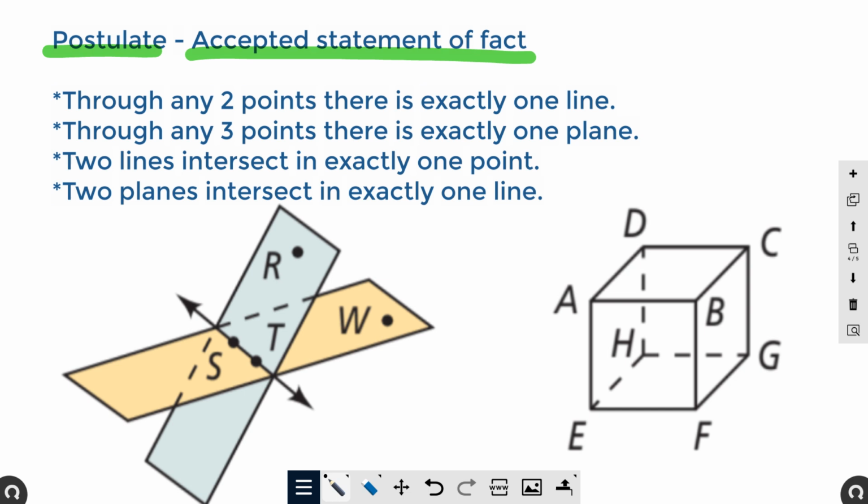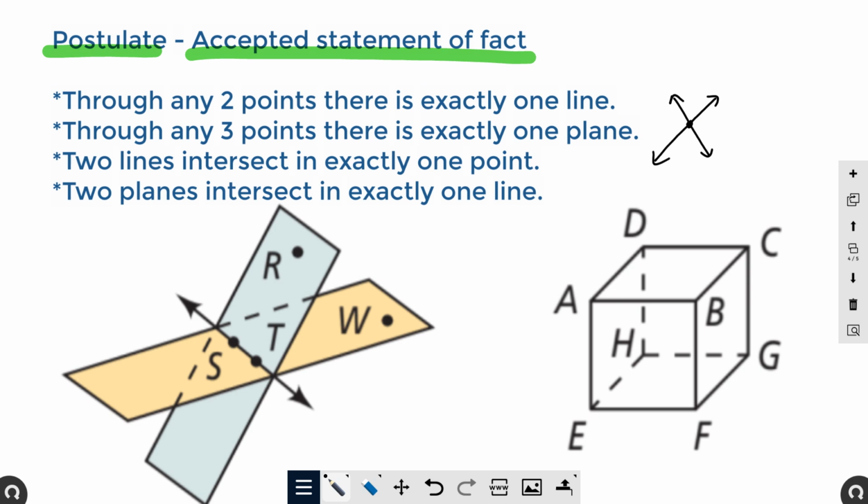Now, when 2 lines intersect, where do they intersect at? Like this, at 1 point, right? It's where they kind of go together. So if you have 2 lines that you wanted to draw, they would intersect there at that point.